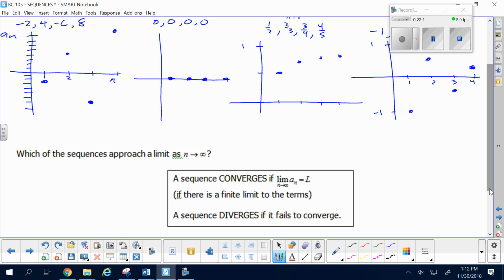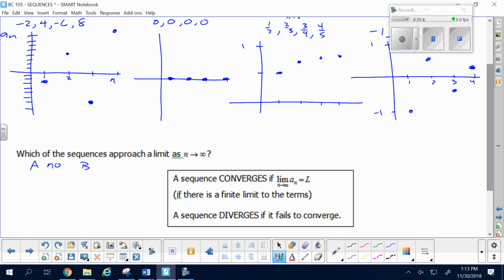Which of the following sequences approach a limit as n goes to infinity? Do the terms approach a certain y value here, or no, do they spiral out of control? Spiral out of control. So there's no limit to the terms. The terms don't approach one outcome. So this is a no.